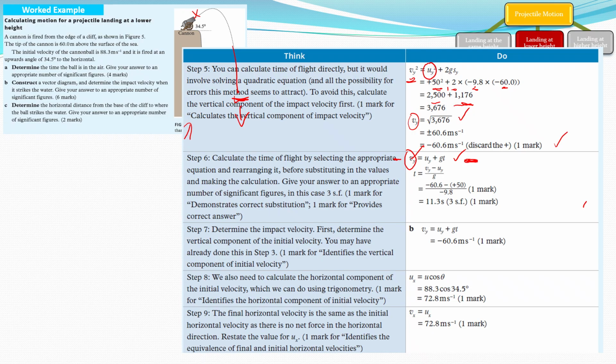Okay, so that tells us that it's in the air for 11.3 seconds. And notice that I'm starting with a positive 50, ending up with negative 60 in my velocities. My acceleration is negative 9.8, so it's giving me the entire time of flight from the top of the cliff to the water. Right, so there's our answer. It's in the air for 11.3 seconds.